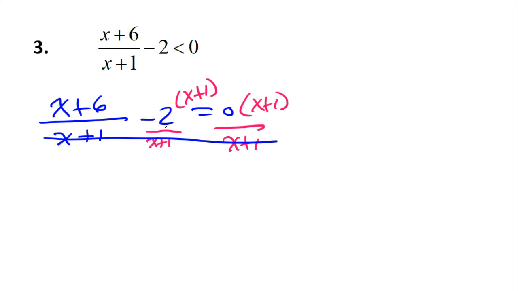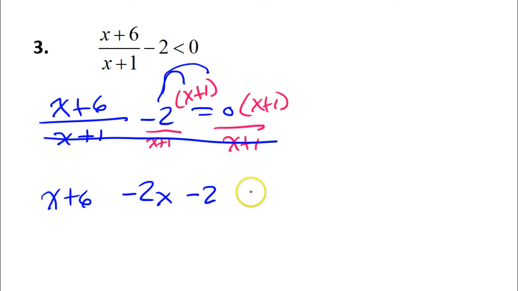When I distribute in a minute, I'm going to be careful to distribute a negative 2 instead of a positive 2. So I'm going to have x plus 6, and then distributing this negative 2, I'm going to get negative 2x minus 2, and then equals 0. Did you have that? Okay. So now I'm going to combine like terms. So I've got x and negative 2x, so that just makes negative x. 6 minus 2, so that's positive 4, is equal to 0. Okay, so that was just a careless mistake.